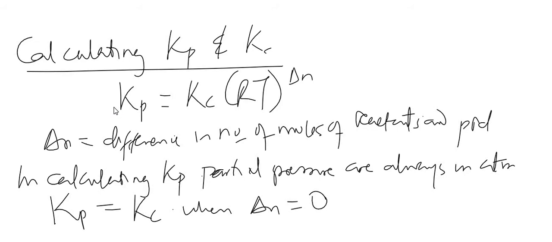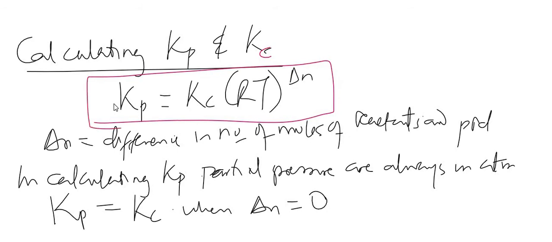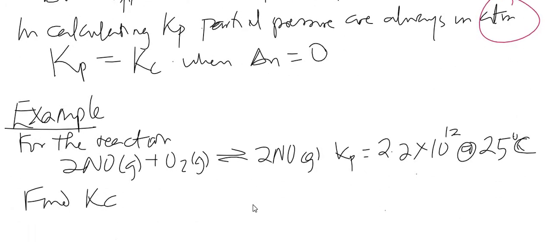Calculating Kp and Kc. Kp and Kc can be related with this equation: Kp equals Kc multiplied by RT raised to the power delta N. Delta N is the difference in the number of moles of products and reactants. In calculating Kp, partial pressures are always in atmospheres, and Kp equals Kc when delta N is 0.